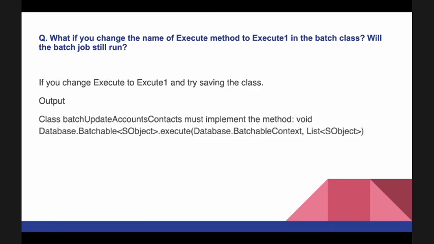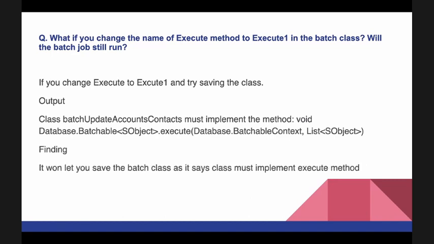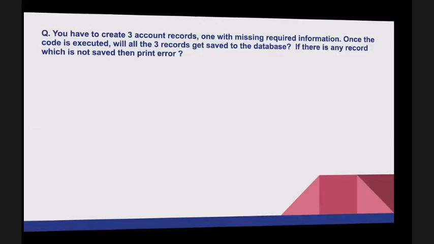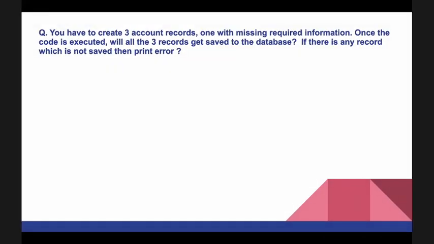We can see here what errors it gives, and we won't be able to save it. So we'll go for the next question. Thank you. We have to create three account records, one with missing required information, with no information.